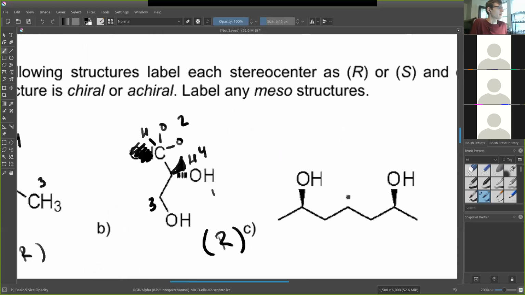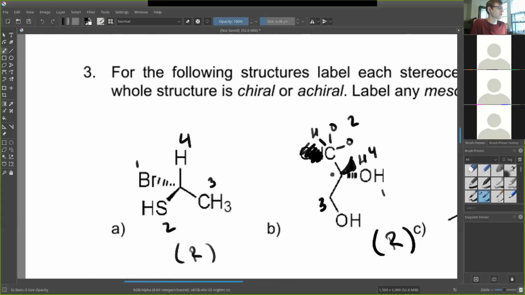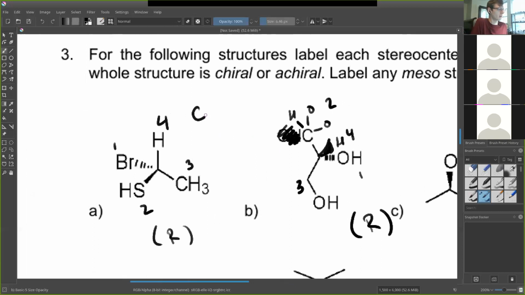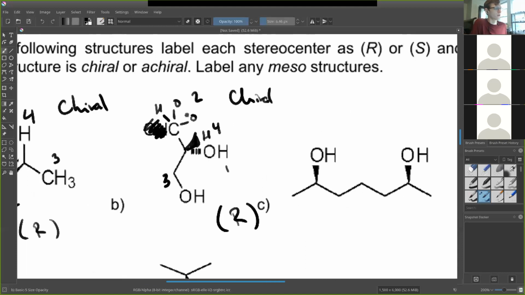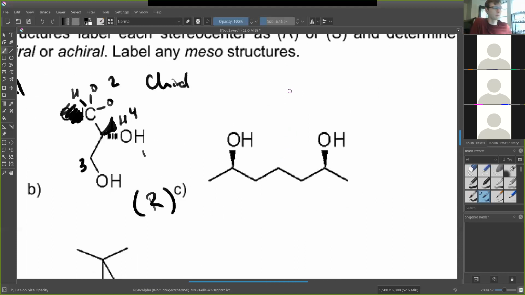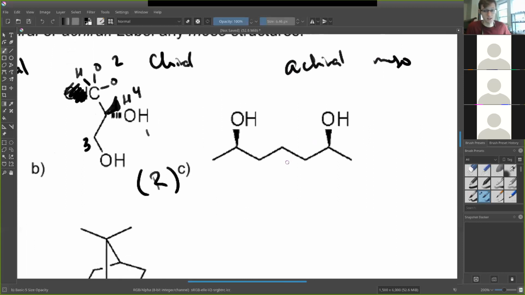Okay, let's see. If this whole structure is chiral or achiral, I don't think it's a surprise if I tell you this first one's chiral, the second one is chiral, right? This third one, is it chiral? Achiral, meso. But do you still put the R and S on the stereo centers? Yes. So you still have R and S stereo centers, but it's meso.